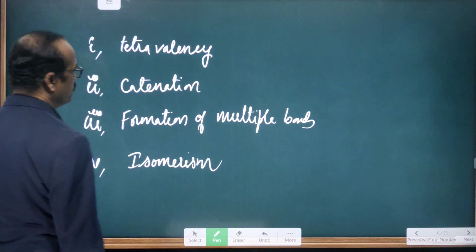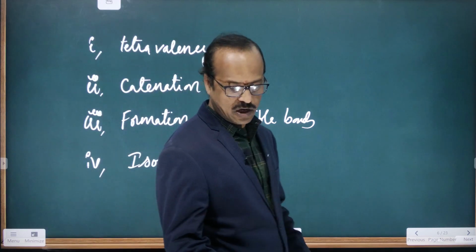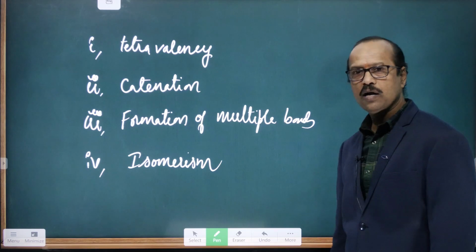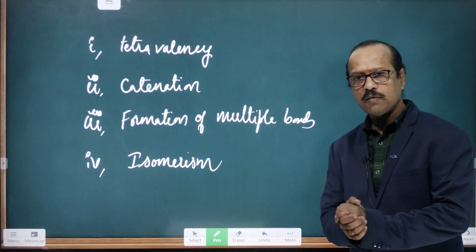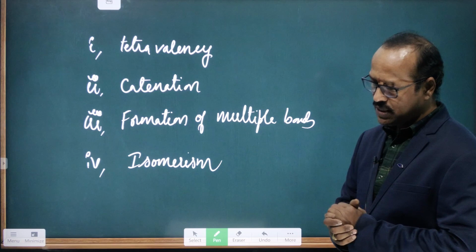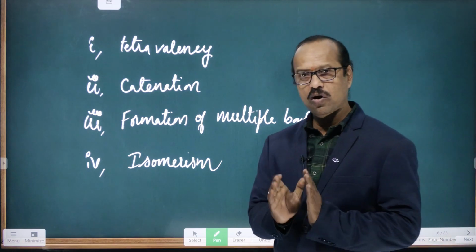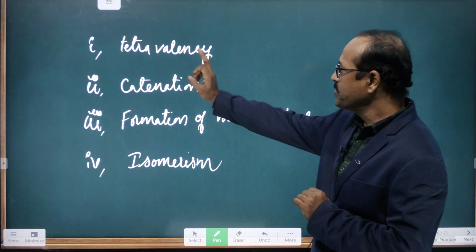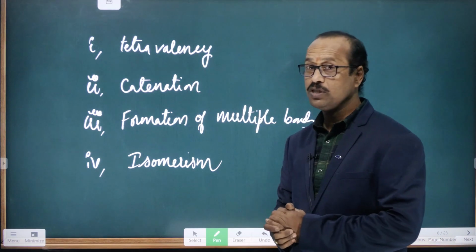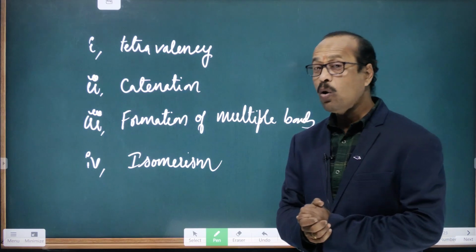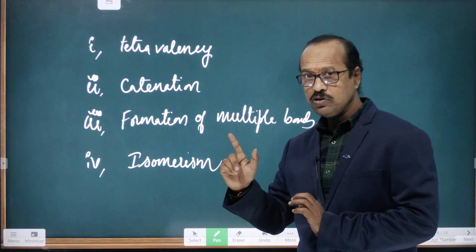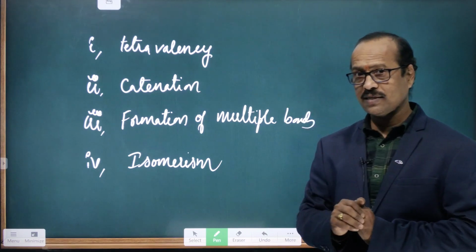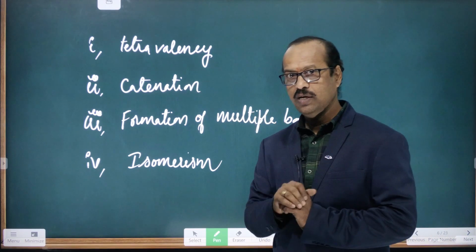Okay, so these are some of the special properties of carbon. These properties make carbon unique, so that carbon makes so many compounds. Some millions of carbon compounds are existing because carbon has these properties. What are these properties? First one is what? Tetravalency. Tetra means what? 4. Valency means what? The electrons which are present in the outermost shell or valence shell. So carbon has 4 electrons in its valence shell.